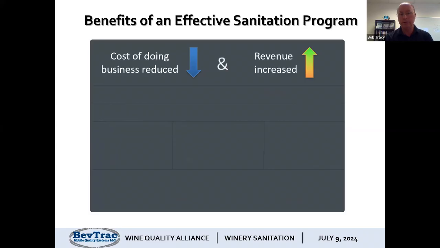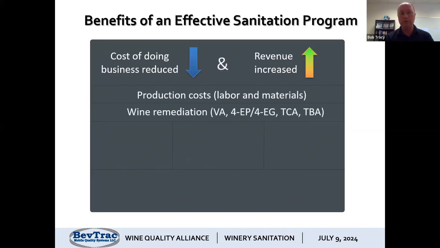The cost of doing business is reduced, but revenue is increased. Production costs are going to go down. You won't have to do as much wine remediation, taking out VA, 4EP, 4EG, TCA, TBA. So your production costs will actually decrease if you do effective sanitation because you won't have to do a bunch of rework to get wines back to where you want them.